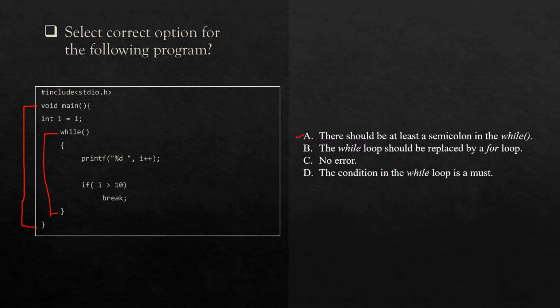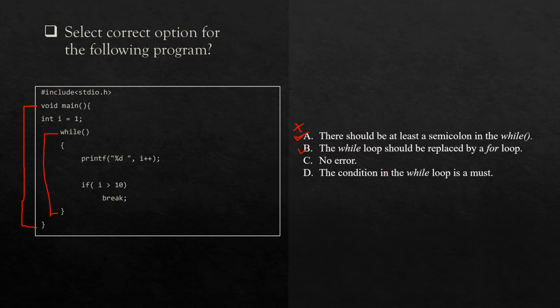So the first option saying that there should be at least a semicolon in the while loop, but this is exactly a false statement, because inside the while statement we have to give any expression, or we have to give any boolean expression for that. That boolean expression can maybe return the true or false statement, that is 0 or 1. So the first option is wrong.